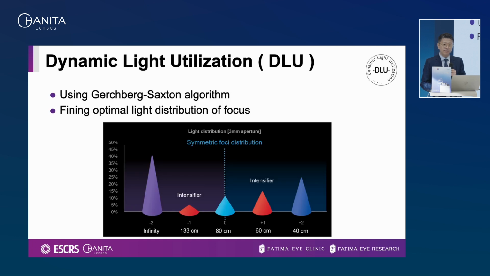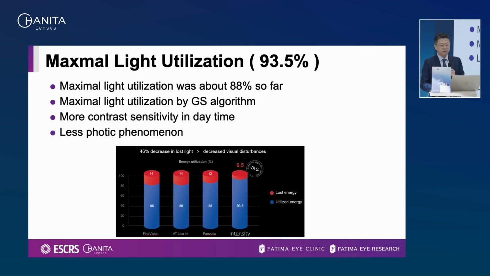To make more effective focal points, the light distribution is also critical. So to get a patient's continuous vision, the Intensity's light distribution is also calculated by the GS algorithm, and a relatively symmetrical light distribution is used, as you can see, to maximize the function of the five focalities. So more light utilization is inevitable. Intensity uses light utilization of up to 93.5% compared to 88% for other diffractive IOLs. It's a key factor in realizing the pentafocal theory.